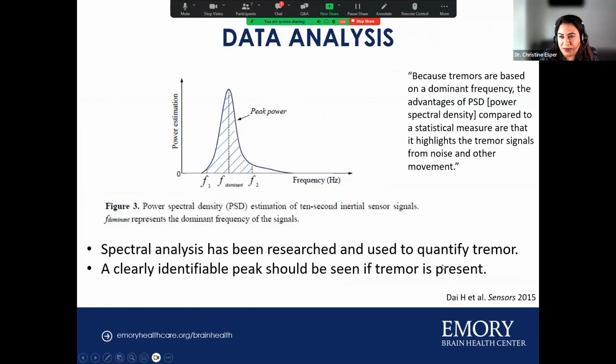So I'll simplify this in terms of our data analysis. To quantify tremor, what we do is called a spectral analysis. And this has been well documented in the literature used to quantify tremor. If you see a clearly identifiable peak, as you can see here, this will suggest that a tremor is present. There are some things done in the background in terms of the raw data. You do need to filter it at a certain frequency range in order to eliminate artifact and noise.